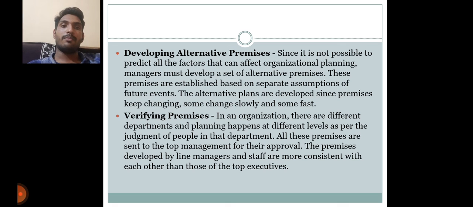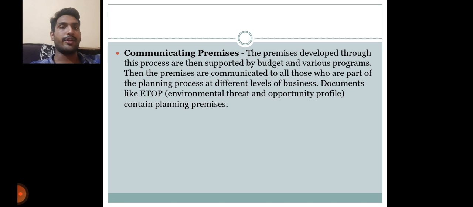The premises developed by line managers and the staff are more consistent with each other than those of the top executives. Last one is communicating premises. The premises developed through this process are supported by budgets and various programs. Then the premises are communicated to all those who are part of the planning process at different levels of the business. Documents like ETOP, which means Environment, Threat and Opportunity Profile, contain the planning premises.